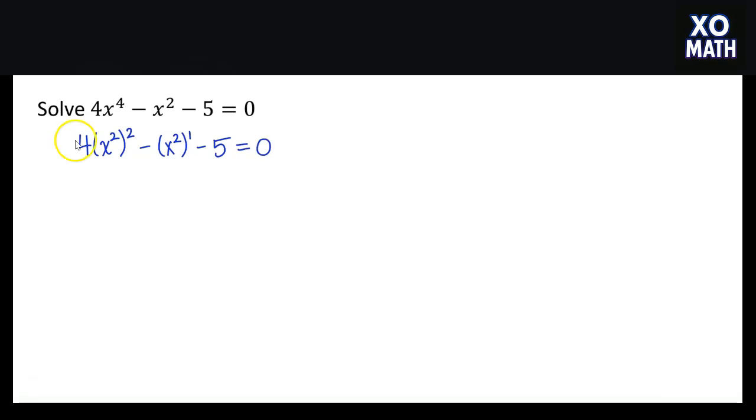And so we will be able to see it even more clearly if we go ahead and replace each of these x squareds with a single variable. So we're going to do a little substitution. We're going to let y equal x squared for a moment. So then this equation becomes 4y squared minus y to the first minus 5 is equal to 0. So now we can really see how this is in quadratic form. And we can factor this quadratic now.